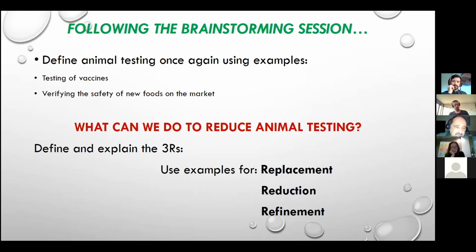There are two examples there: testing of vaccines, verifying the safety of new foods that are supposed to go on the market. Once we have a clear picture of what the situation looks like now, then we offer this alternative. We offer the idea of the 3 Rs and we pick one of them. In our case, we picked replacement. So we know what the situation looks like now. What can we do about it? That is the sort of approach that we actually used.